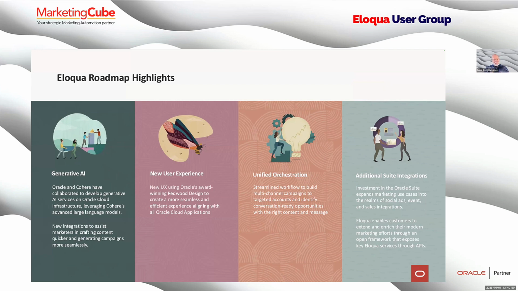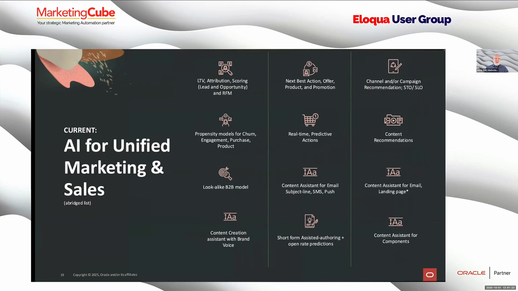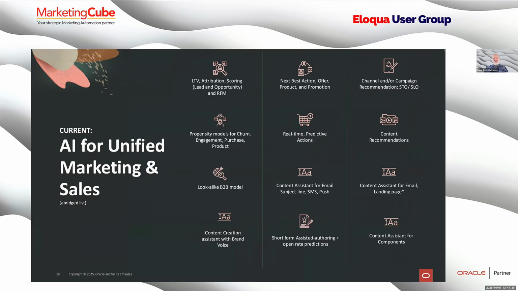The Redwood experience will continue. This unified orchestration concept, streamlined workflows to build multi-channel campaigns, to target accounts, conversation-ready opportunities. There's more coming in relation to that. And additional suite integration. So really beefing up the ability for the platform, whether it's connecting with Oracle products, so Oracle Unity CDP, which has wrapped up a 3-part series, some of you attended, etc. All those sorts of integrations, and also to third parties. So Microsoft Dynamics, for example, is on the roadmap as well. Being able to connect to Eloqua and Microsoft Dynamics more easily is a good thing.